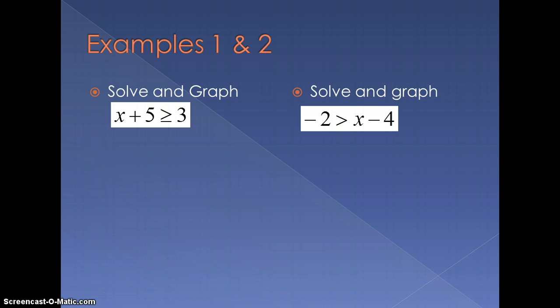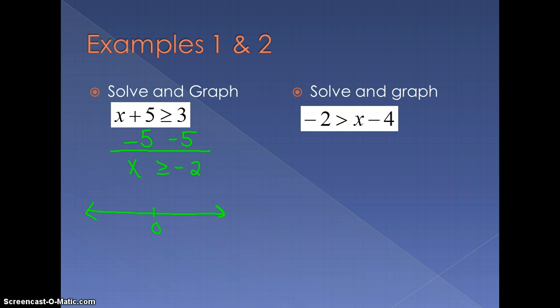Our first one, x plus 5 is greater than or equal to 3. The inverse of adding 5 is still subtracting 5, which we will do from both sides. We end up with x on the left side just like we would if it was an equation, greater than or equal to negative 2. 3 minus 5 is negative 2. So you see this is a one-step inequality, much like a one-step equation, but now we have to graph it on our number line.